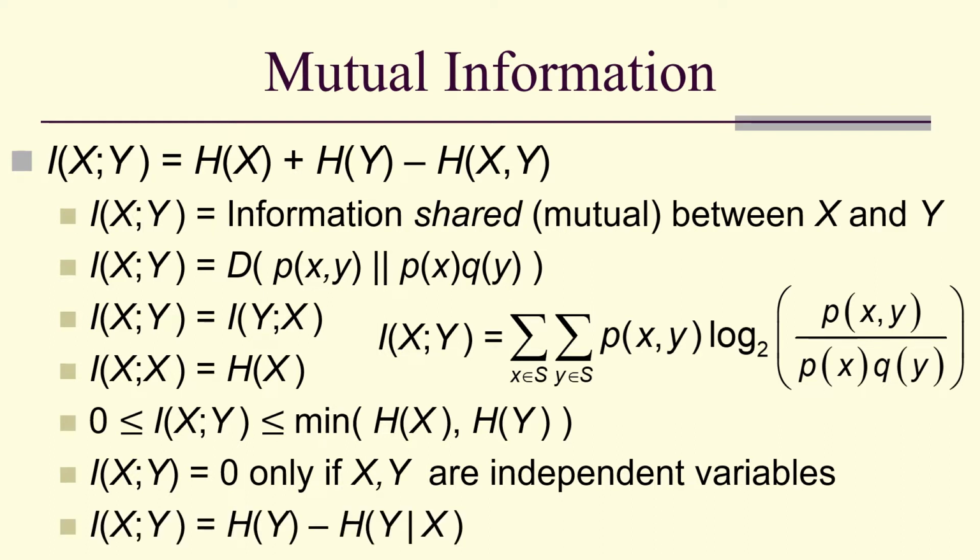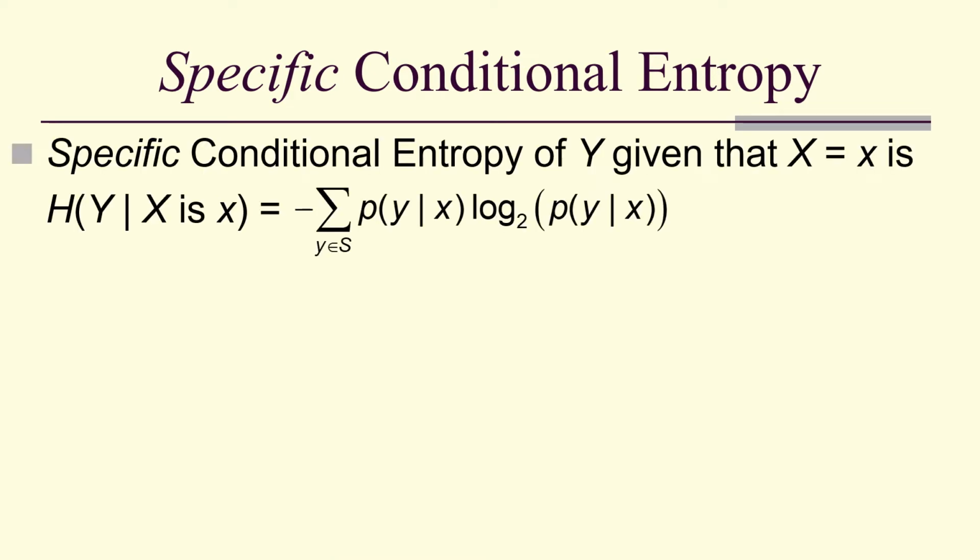And it's also the entropy of Y minus the conditional entropy of Y given X. But what exactly do we mean by that? In particular, let's start with specific conditional entropy. That's the entropy of Y given a specific X. The entropy of the conditional probability P of Y given X for a specific instance of capital X.